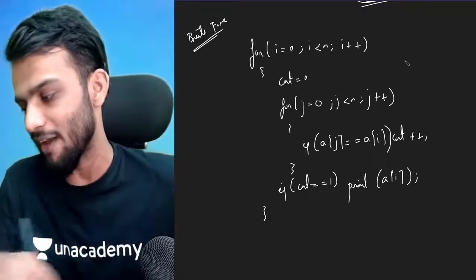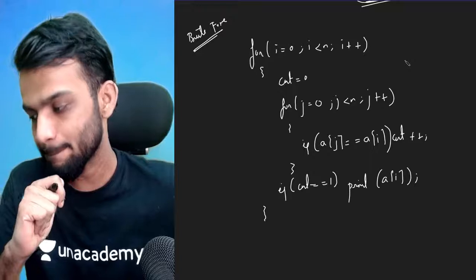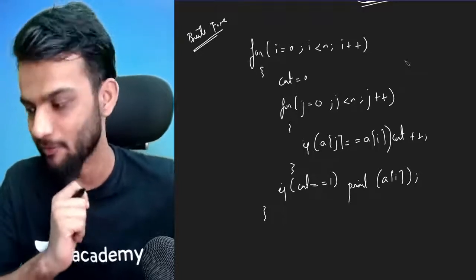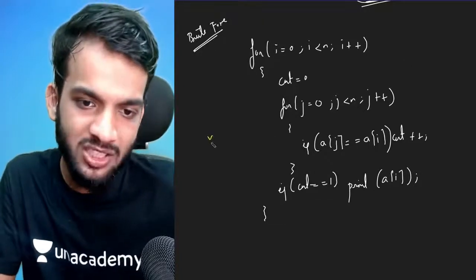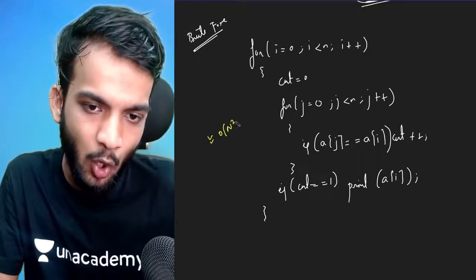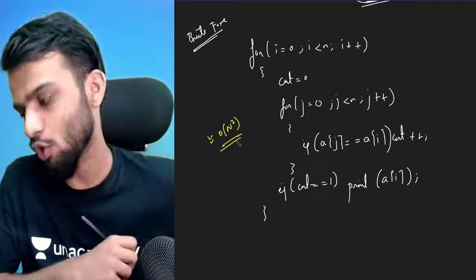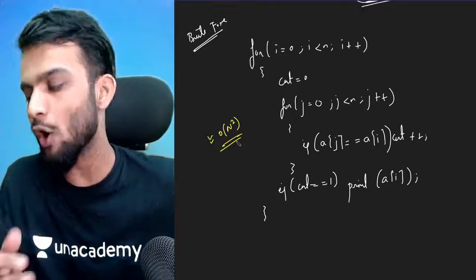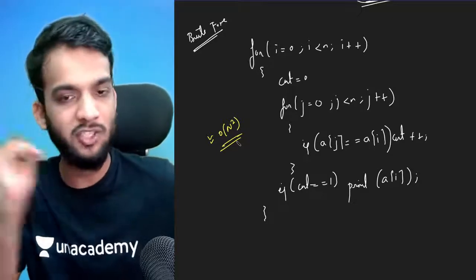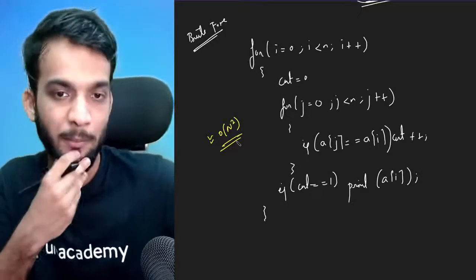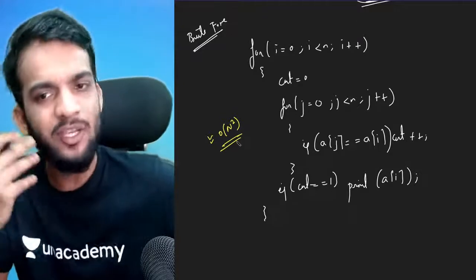Can you tell me the complexity? Everyone. Okay, perfect guys, perfect. So the complexity boils down to something which is big O of n square. Yes, everyone is correct. Can we optimize this? Indeed, I think we can optimize this.